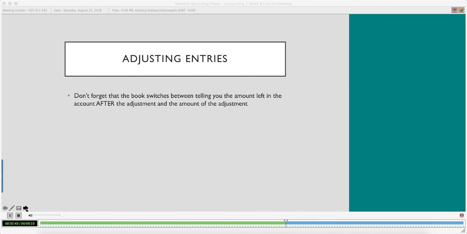And if you remember from previous adjusting entries, so chapter 5, which was before midterm, so that's been a while, the textbook likes to trick you. Sometimes it gives you the amount left. So it gives you the amount that goes in the adjusted trial balance. And then sometimes it gives you the amount that should be adjusted for. So definitely make sure you read carefully.